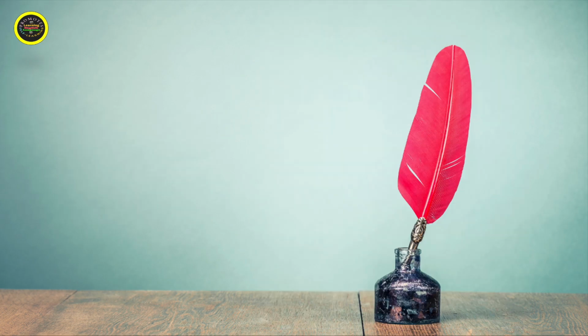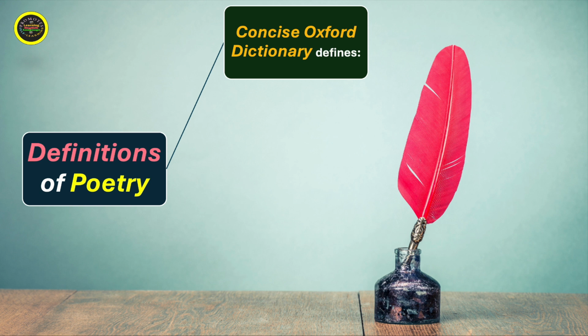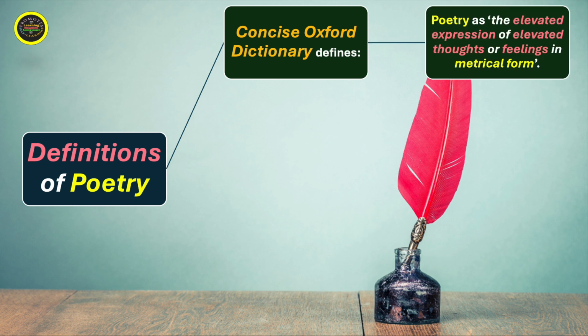Now we move on to the next aspect of our discussion, definitions of poetry. According to the Concise Oxford Dictionary, poetry is the elevated expression of elevated thoughts or feelings in metrical form. Here the word elevated is very important. Elevated means the highest form of expression. Poetry is not only the highest form of expression, but also the highest form of thoughts and feelings, dressed in metrical, musical, rhythmical, melodious, sonorous form. That is the explanation of this definition.